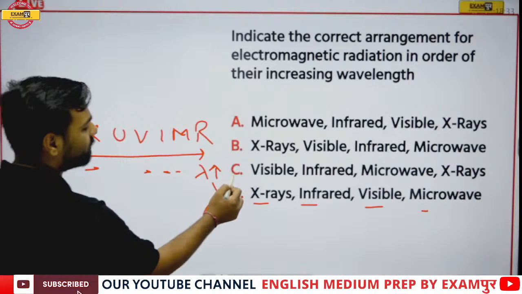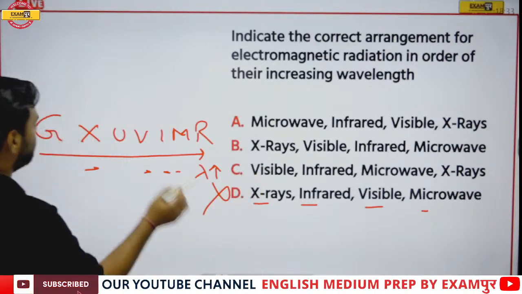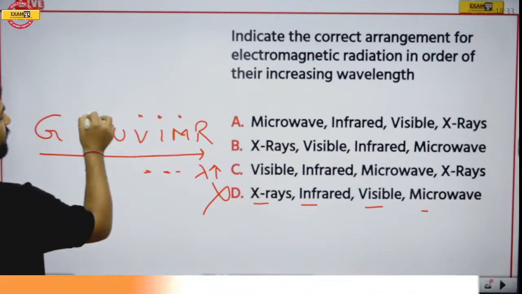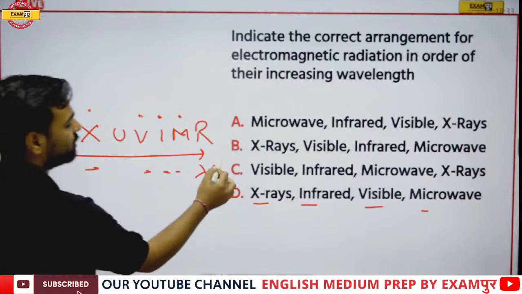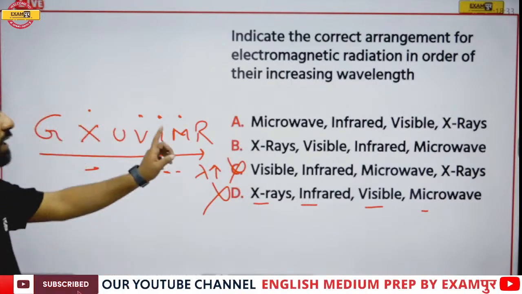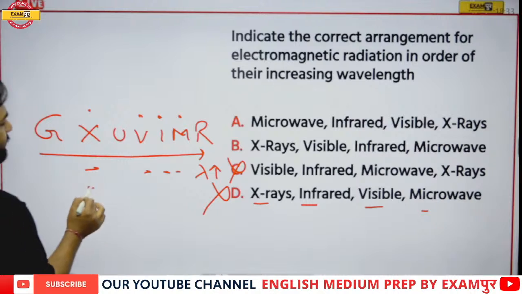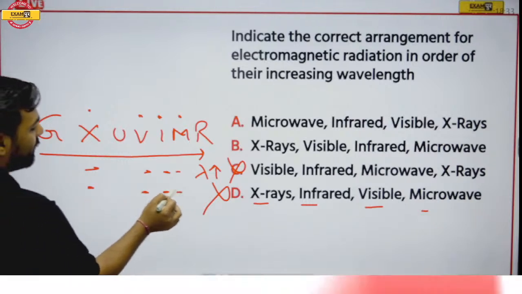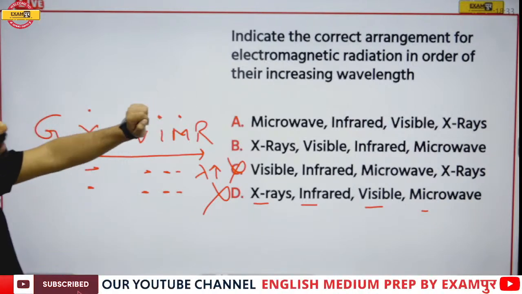If I talk about option C, V, I, M, X. That's also not possible, so this is also going to be wrong. Now, X, V, I, M. And yes, the option is for the increasing wavelength.